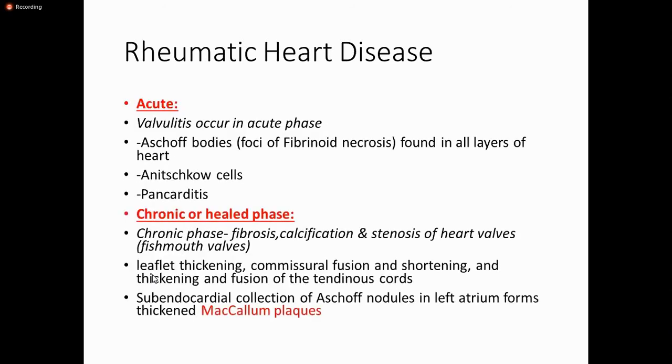So rheumatic heart disease may be present acutely or chronically. In the acute phase, valvulitis occurs, and Aschoff bodies, which are foci of fibrinoid necrosis, form in the layers of the heart, which is mostly observed when we receive an autopsy sample of an unknown cause of death.